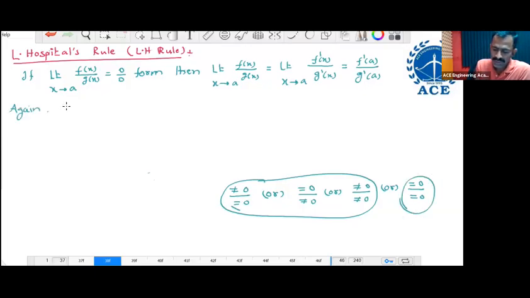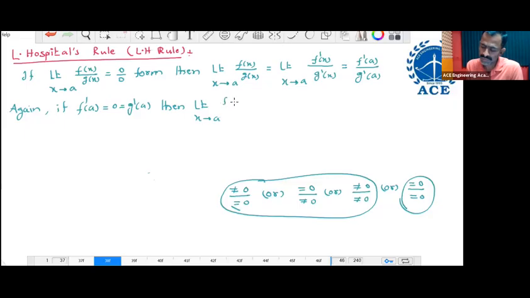Again, if f dash of A equals 0 equals g dash of A, then limit x tends to A of f of x by g of x equals limit x tends to A of f dash of x by g dash of x, equals limit x tends to A of f double dash of x by g double dash of x, and so on. So whenever f dash of A is 0 and g dash of A is 0, this is 0 by 0 form. That is why we go to the next order derivative.